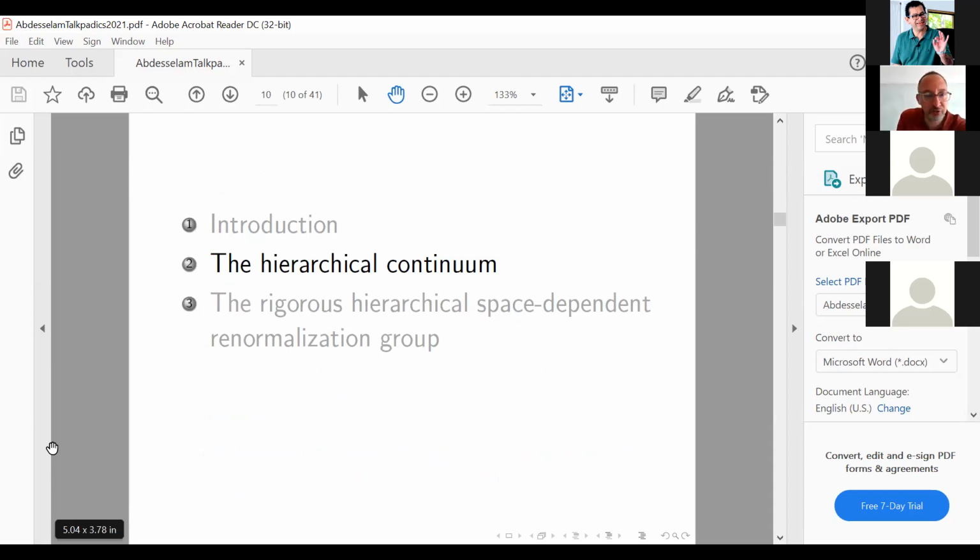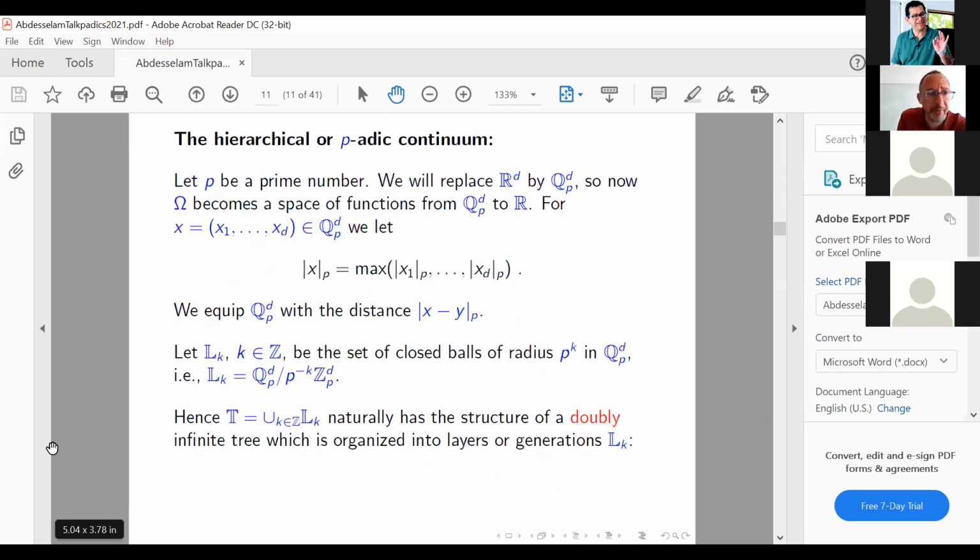Now let me move on to the model. I need to remind you of some notation. So here p is a prime number. What I'm going to do is replace R^d by Q_p^d. So now the space of functions is going to be a space of functions from Q_p^d into R. For a point in Q_p^d, I just take the maximum of the p-adic absolute values of the components and use this as my norm if you want to measure distances.